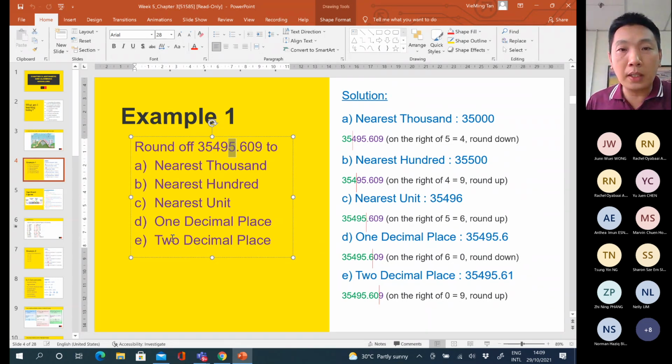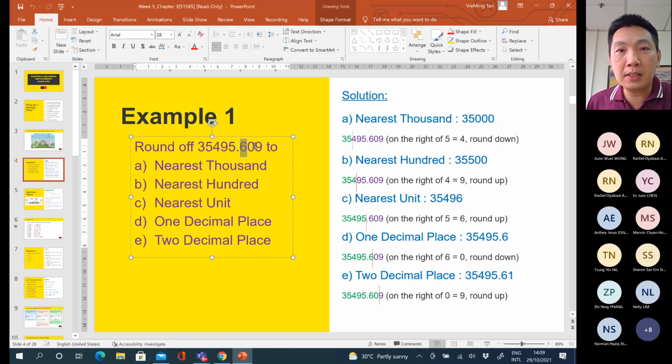Okay, next is 1 decimal place. 1 decimal place is this number. Next to the 1 decimal place, this value is 0. 0 means it is less than 5, so we need to round down at this level. So the answer is 35495.6. Start until 6, the 09 is removed. Okay, rounded down.